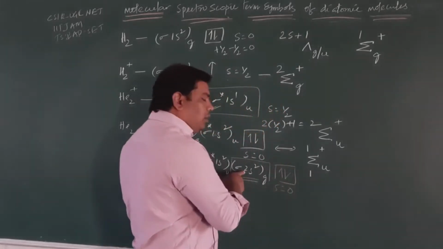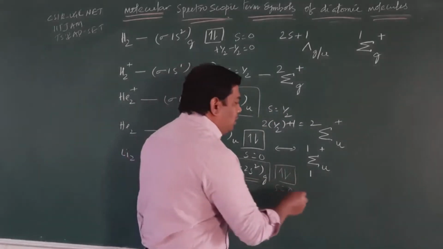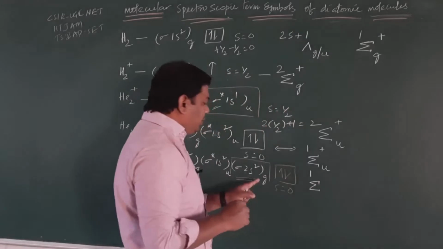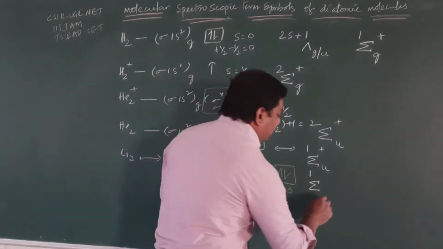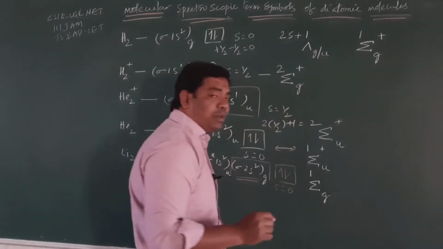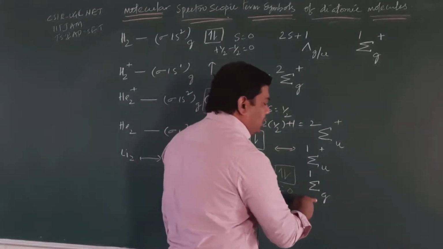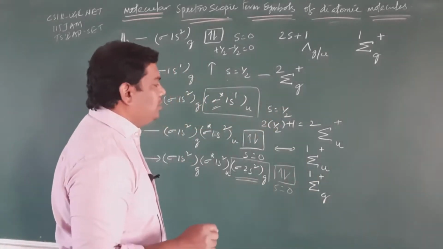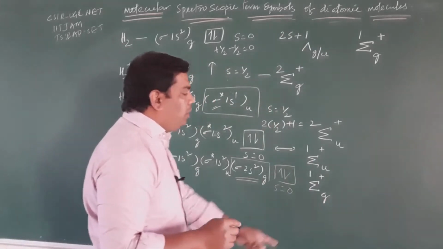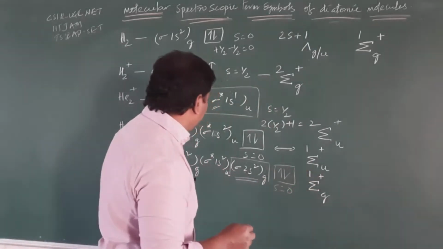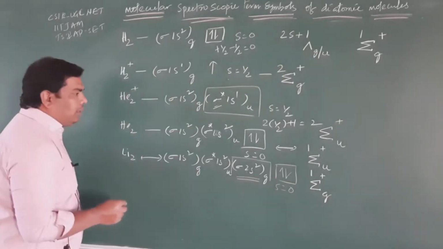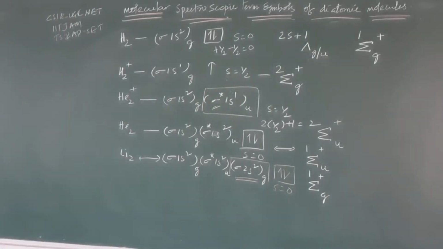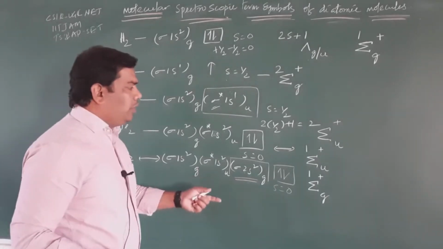The electron is present in the sigma level, so you can write it as sigma. Clear? So here it is gerade, the center of symmetry or inversion center is present. Therefore here it is sigma g, and the superscript is plus: sigma g plus. Is that clear, student? Next we will move to another example.